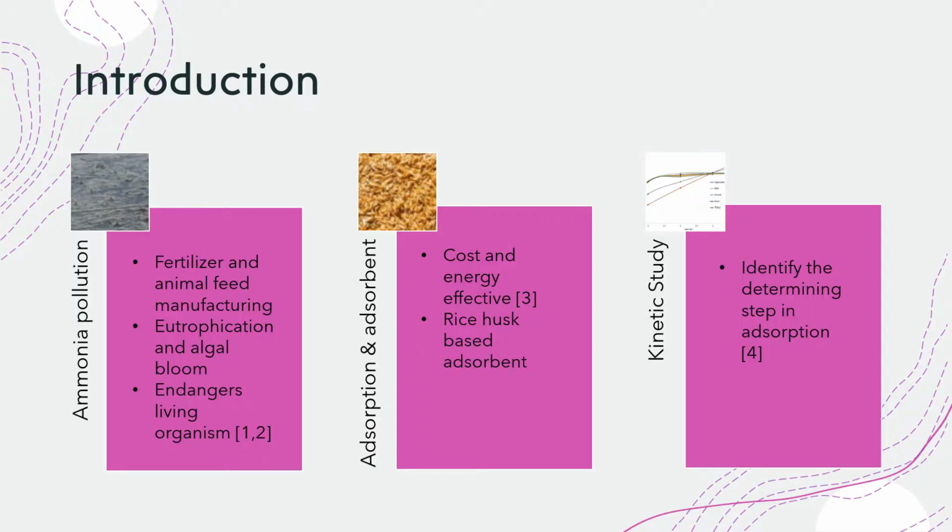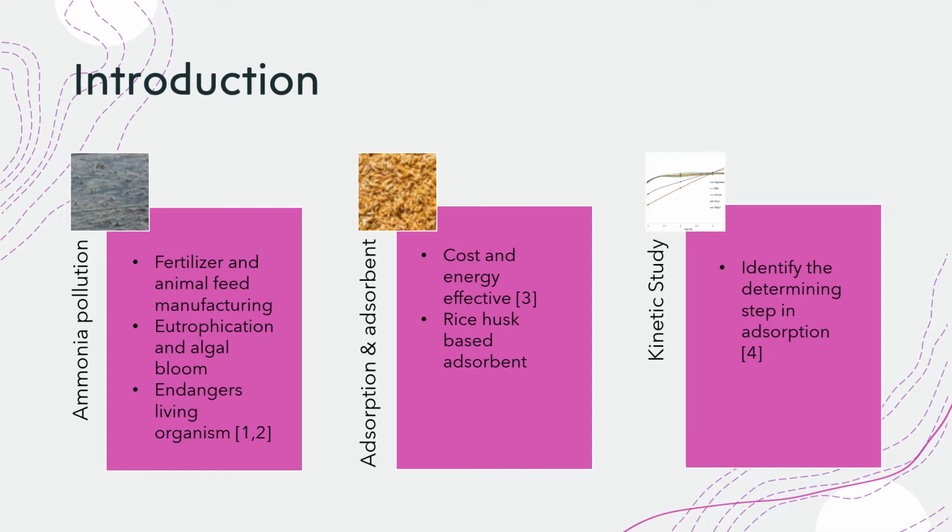Ammonia pollution due to the excess use of fertilizer in agriculture activity and livestock farming causes eutrophication and algae bloom, which eventually disrupt the marine ecosystem equilibrium. Efforts have been made to either recover or remove ammonia from water. To date, absorption is widely used to remedy water resources as it is cost and energy effective. Rice husk is one of the popular absorbents due to its availability and low cost.